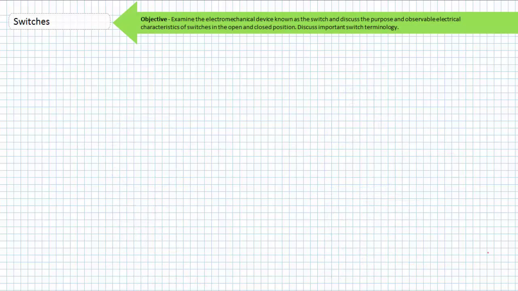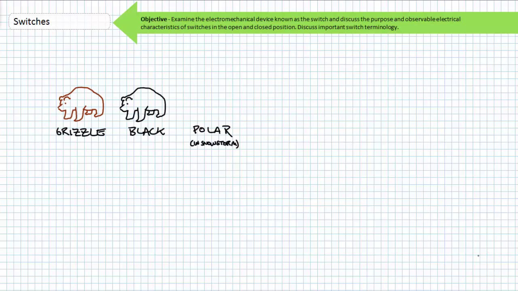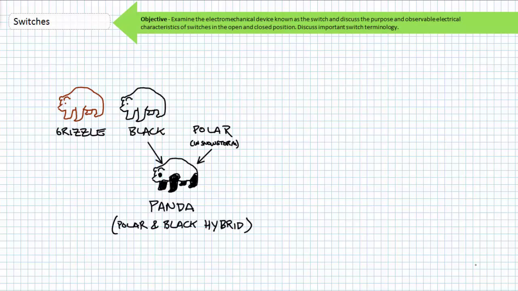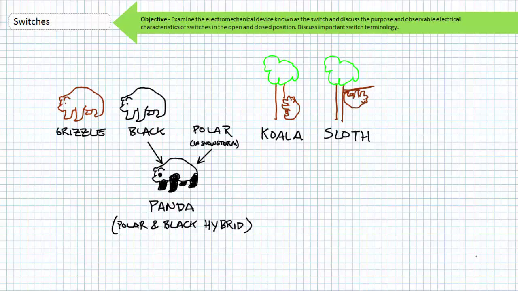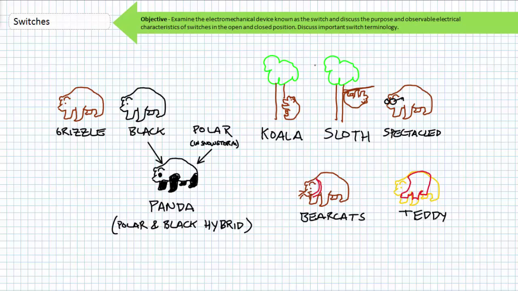Moving on, let's bring this lecture to a close with a brief examination of switch characteristics and the numerous varieties of switches. For those with only a cursory knowledge of bears, a first visit to the zoo might seem overwhelming. Not only are there grizzly bears, black bears, and polar bears, there are also panda bears, koala bears, sloth bears, spectacled bears, bear cats, teddy bears, and care bears. They're all furry quadrupeds that do the same thing in the woods.